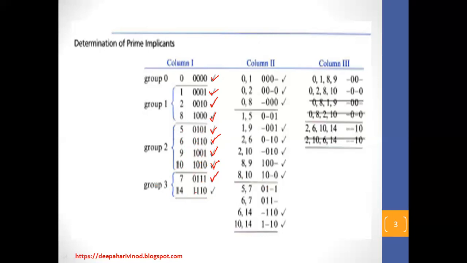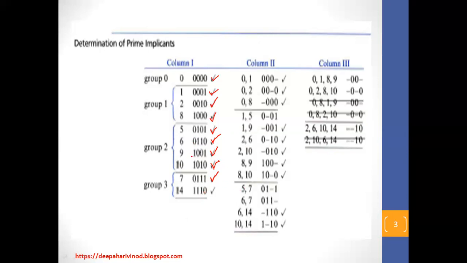Next 5 and 14. First bit changes, second bit, third bit changes. So fourth bit also changes. So more than one bit change. So you can compare. Next, go for 6 and 7. Can you compare? Yeah, 6, 7.